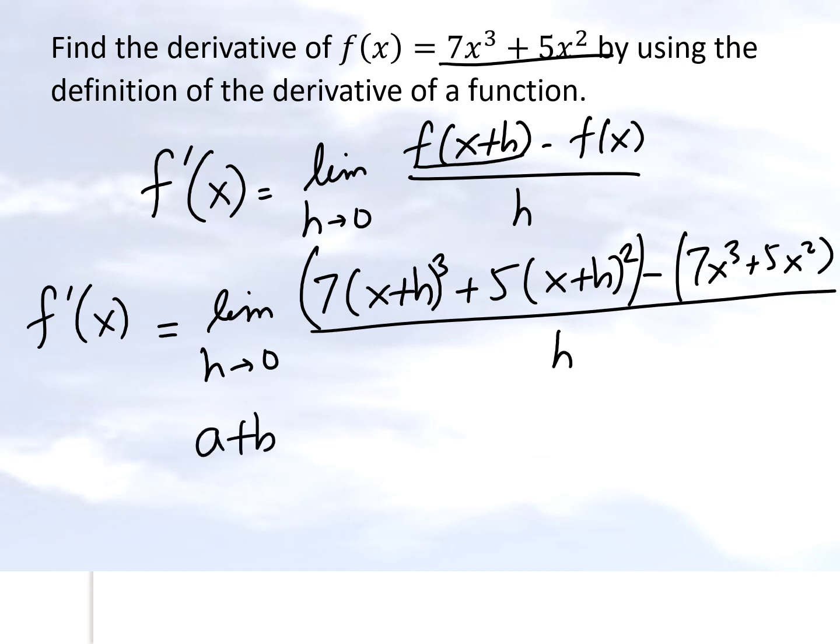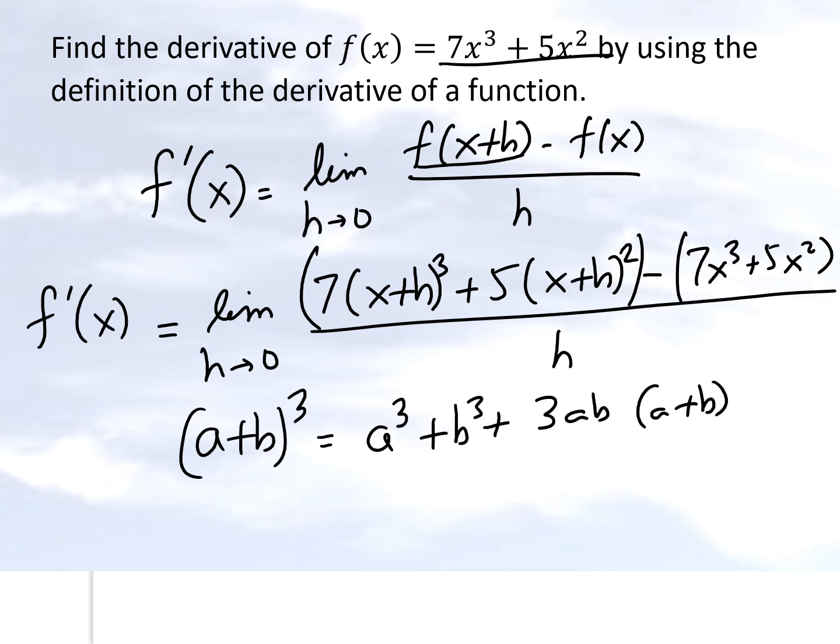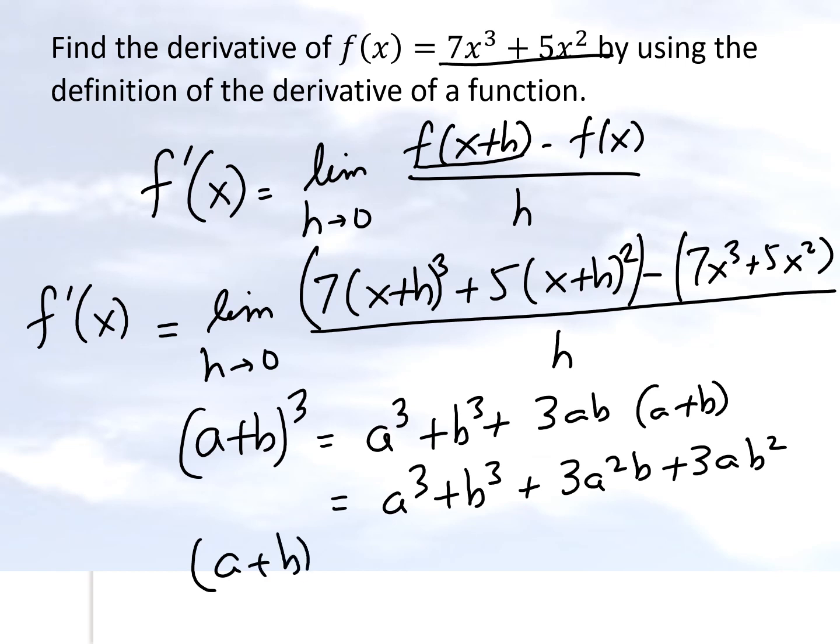So just to recall, (a plus b) whole cube is a cube plus b cube plus 3ab times (a plus b). And if we expand this, we get a cube plus b cube plus 3a squared b plus 3ab squared. And then the formula for (a plus b) whole square is nothing but a squared plus b squared plus 2ab. So we're going to use these expansions to calculate the value of this, and if we expand it, we'll be able to calculate the limit.